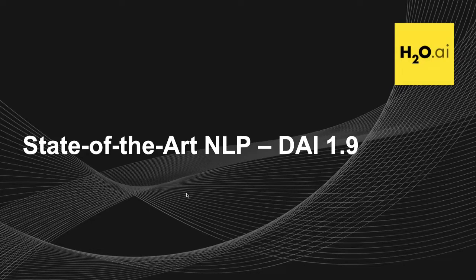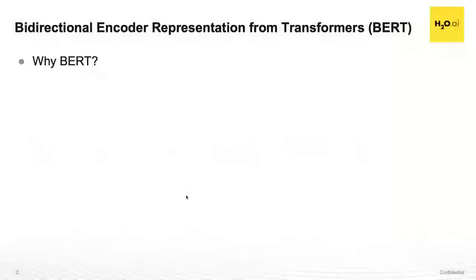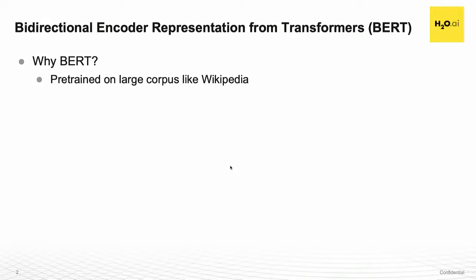So we are all really excited to showcase the latest NLP capabilities in Driverless AI 1.9. So let's get started. Before we dive into the details of what's new in 1.9, let's talk about why we look at BERT models. These models have been pre-trained on a really large corpus like Wikipedia, and that's a rich source of information. What's great about these models is that they capture the context of words, and they do so bidirectionally. If you look at the transformer architecture that this is based on, they rely on an attention mechanism. What that does is capture not just the representation of the words themselves, but in what context those words are used in the sentence.